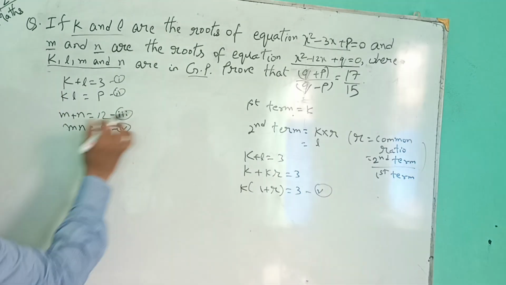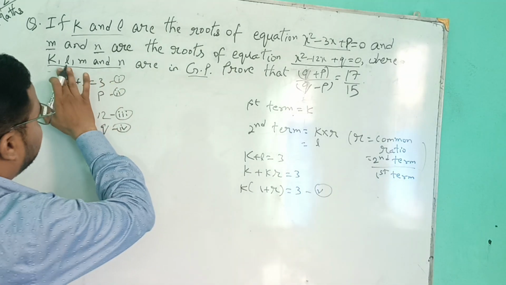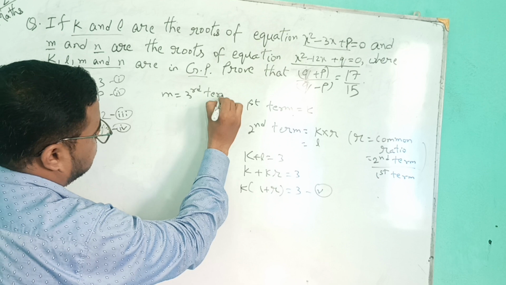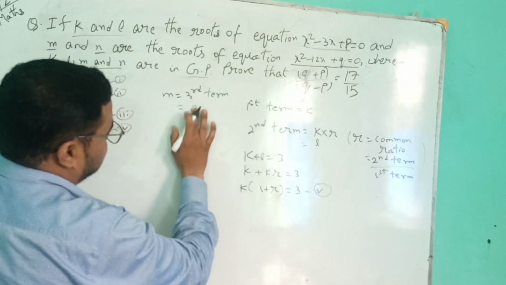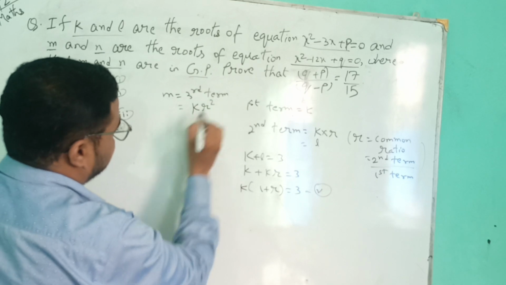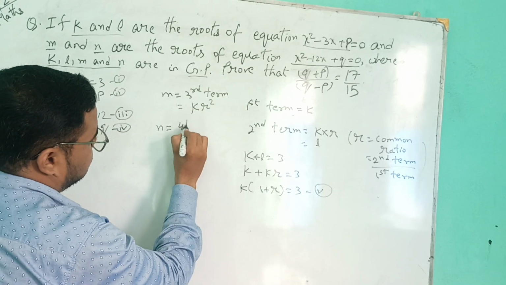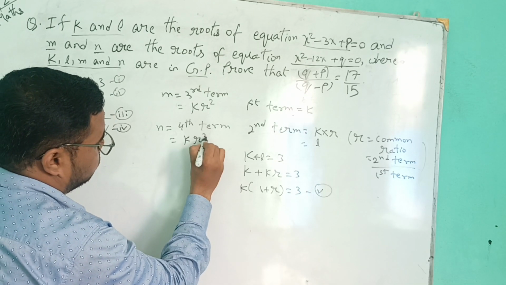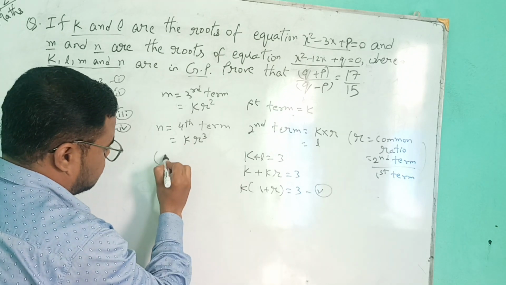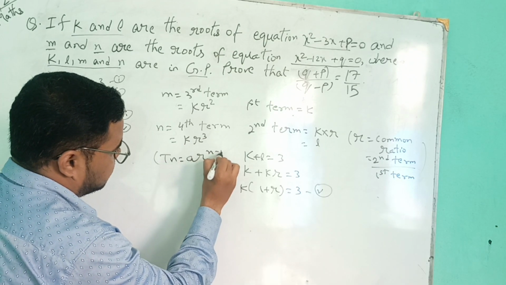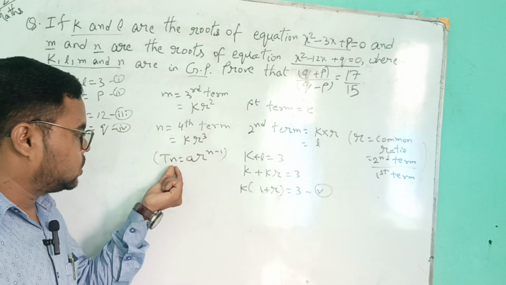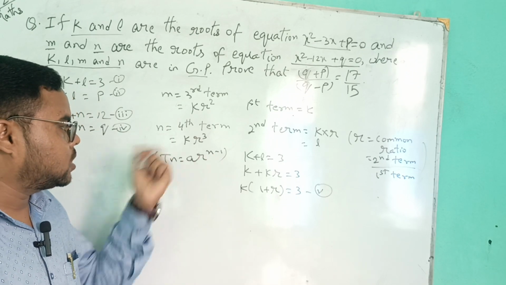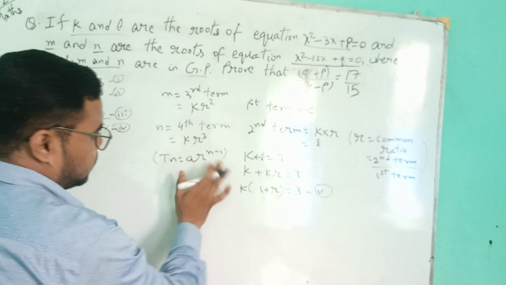Now from equation numbers 3 and 4, m will be what? As we know, k, l, m, n are in GP, m is the third term, equal to a into r square, where a is k, so k into r square. And n is the fourth term, equal to k into r cube, from where we know that Tn equals a r to the power n minus 1. Here n is the fourth term, so T4 equals k into r to the power 4 minus 1, that is k into r cube. Here the first term is k, the common ratio is r, and n is 4.